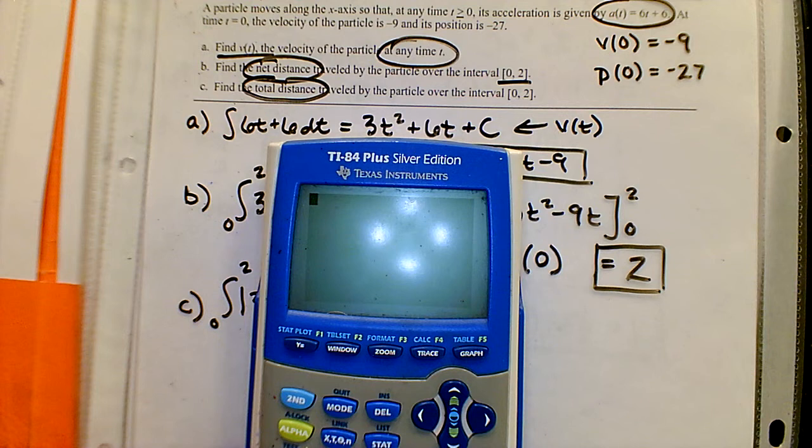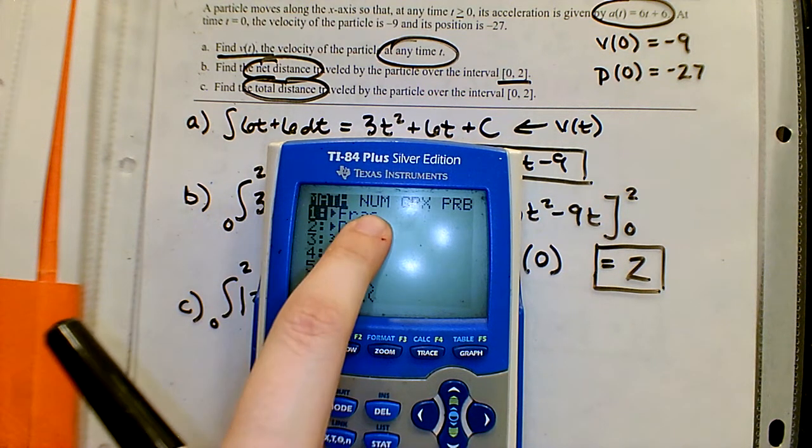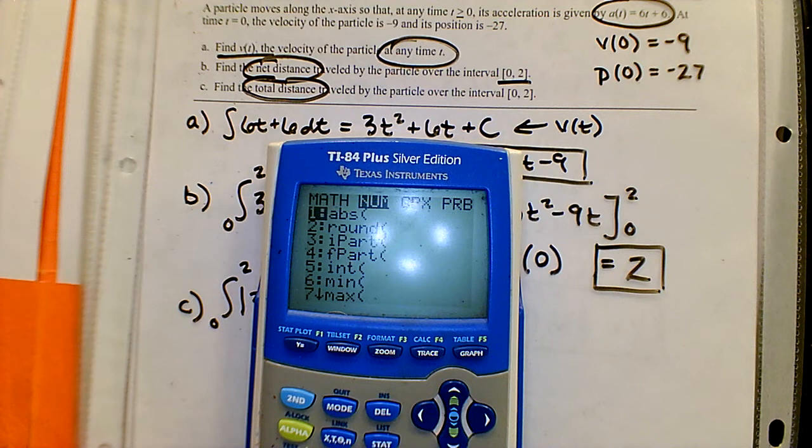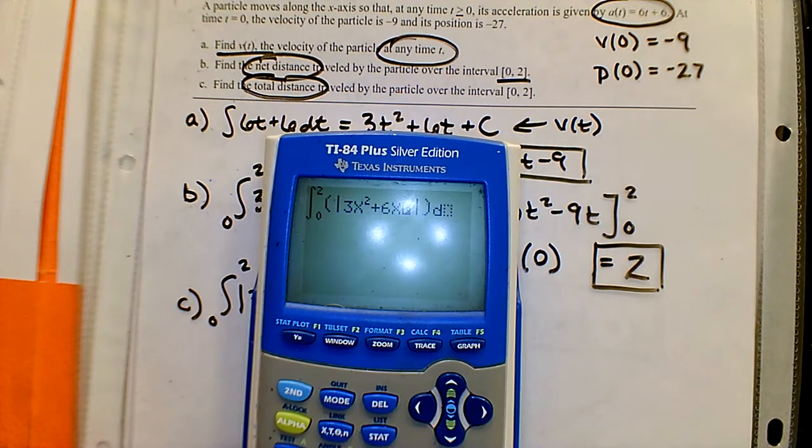Let's bring up the integral first. We'll do math 9, bounds are 0 to 2. And then in the function part, we want to bring up the absolute value bars and then type in our function for velocity. Math. Okay, so instead of doing math 9, we're going to hit math, scroll over to number, and it should be the first option, ABS, for absolute value. Notice how the little bars pop up. So we'll type in 3x squared plus 6x minus 9.